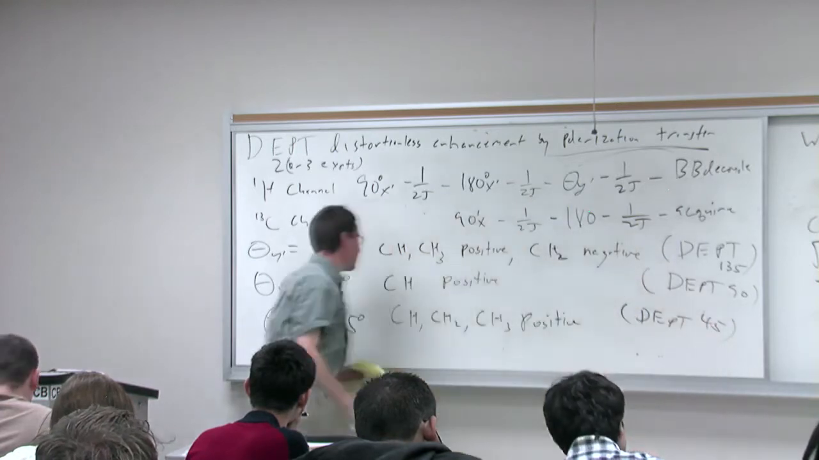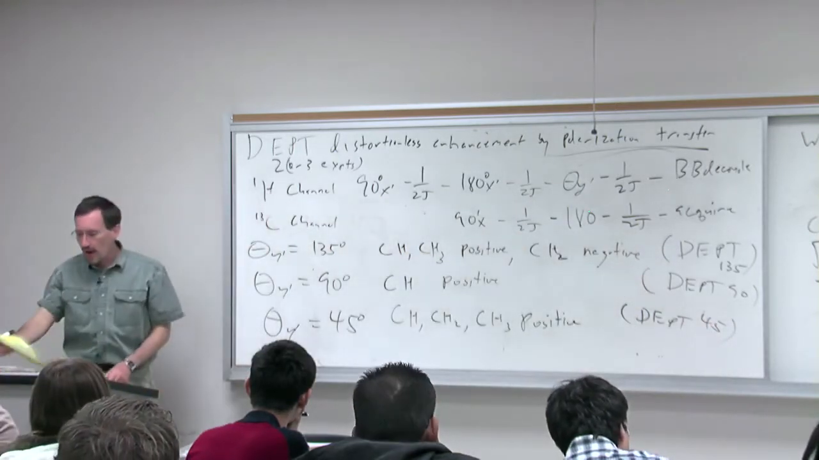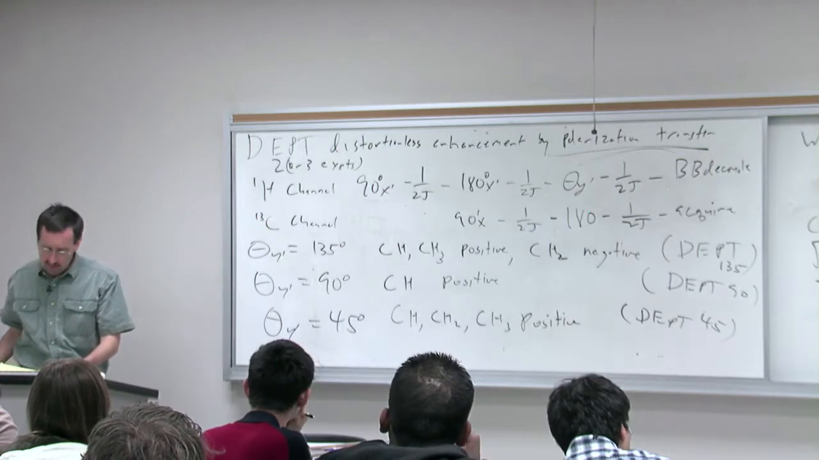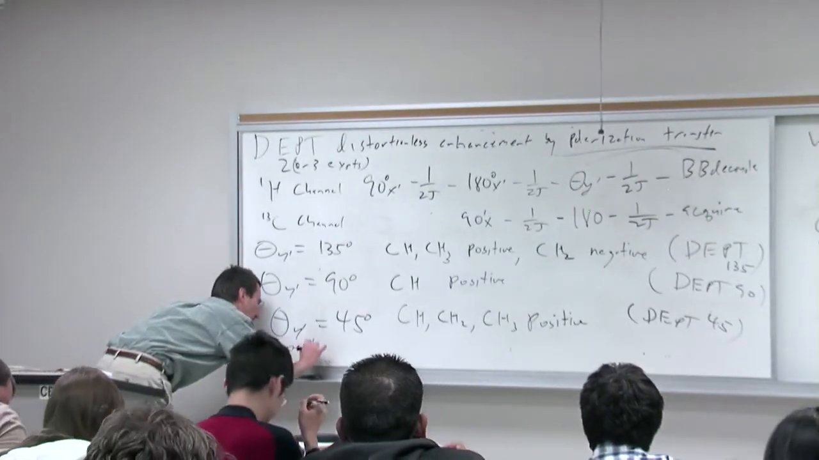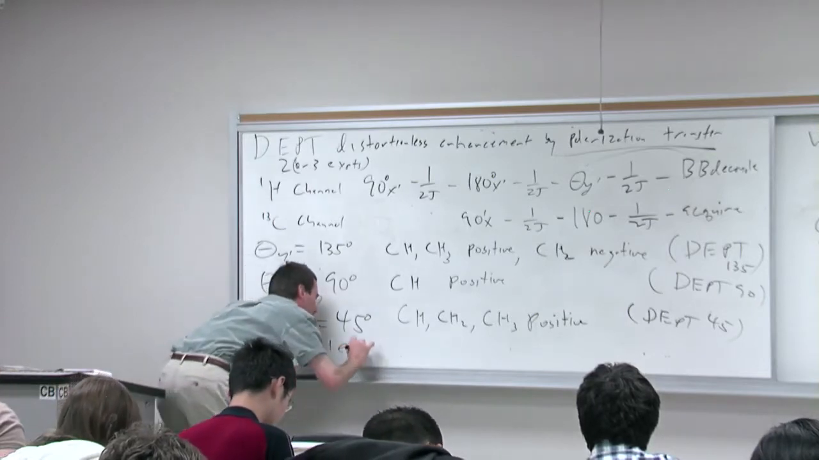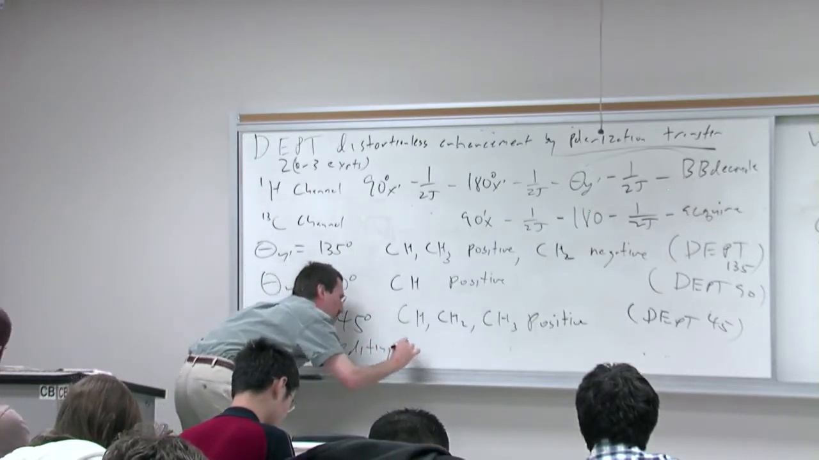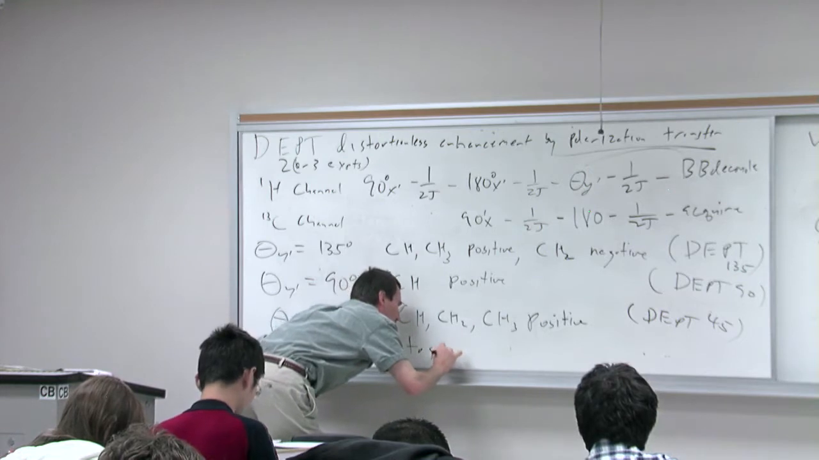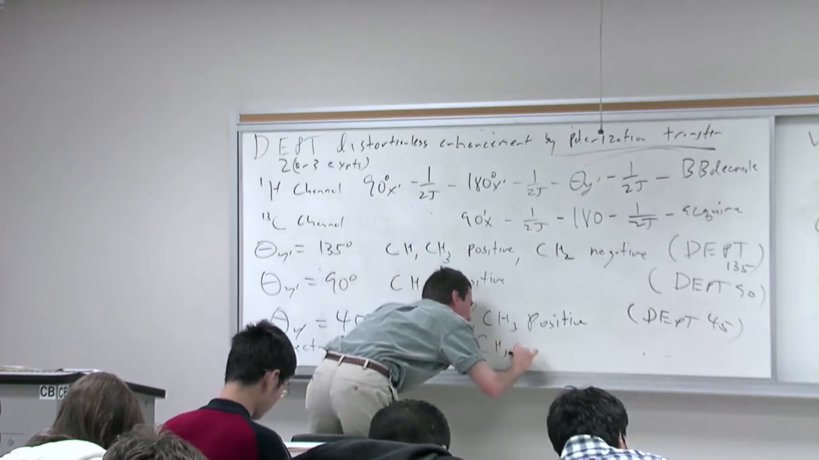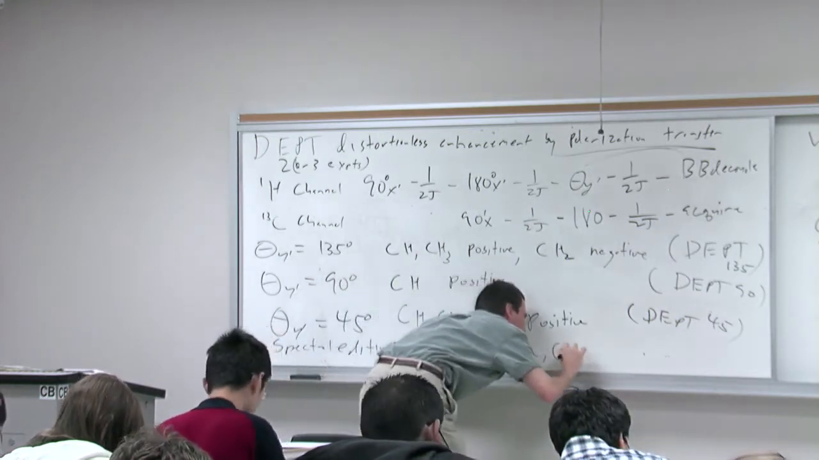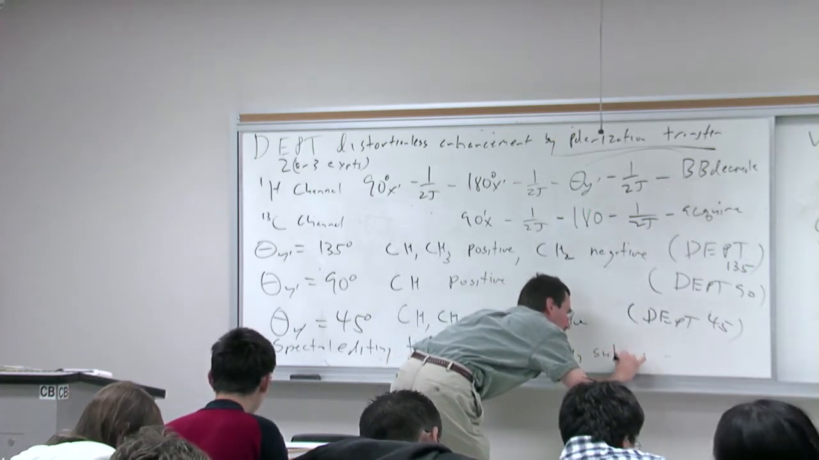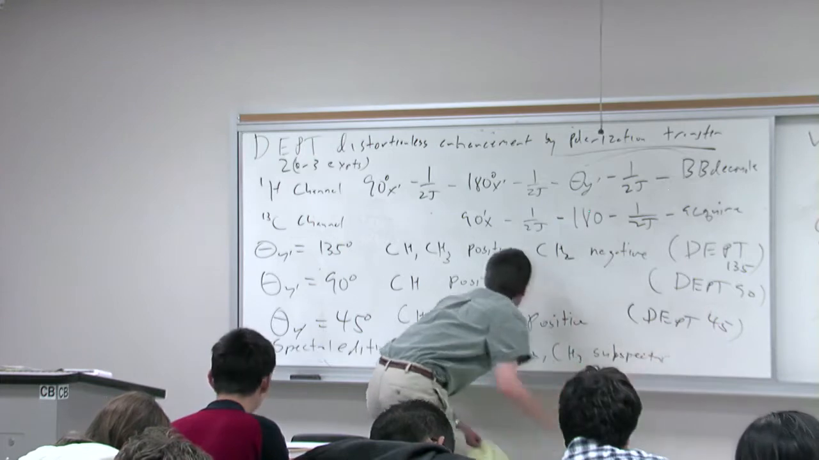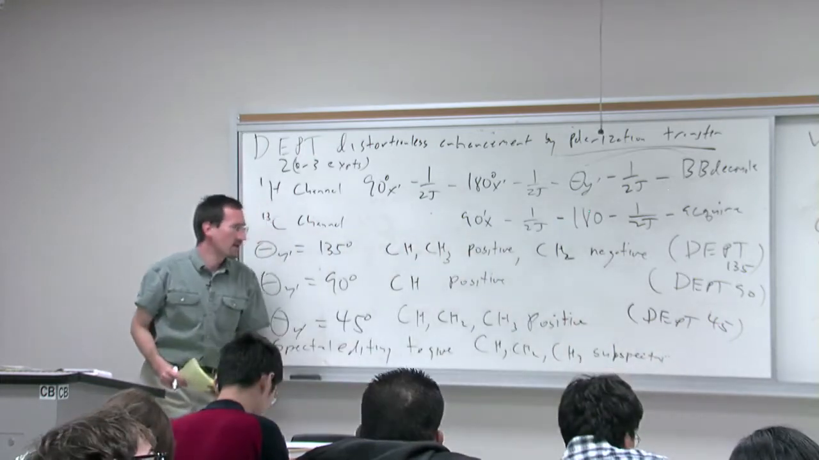But what you can do is you can add and subtract your spectra to get subspectra. So you can do what's called spectral editing to give your CH, CH2, and CH3 subspectra. Let me just show you what I mean.